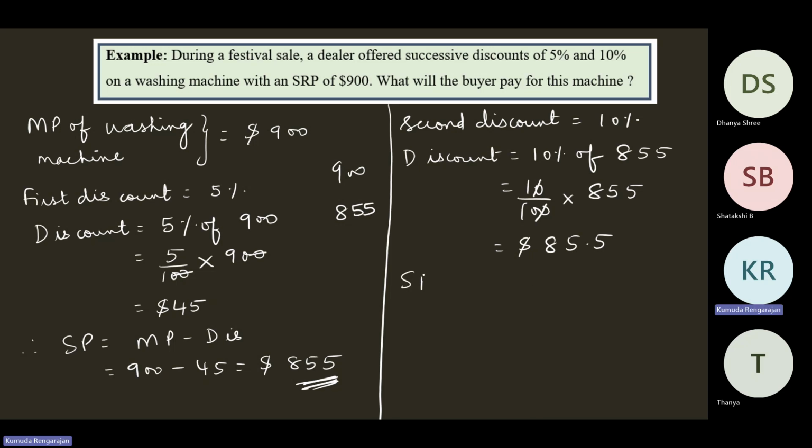So now what's the selling price? Mark price minus discount. Mark price 855 minus discount 85.5.